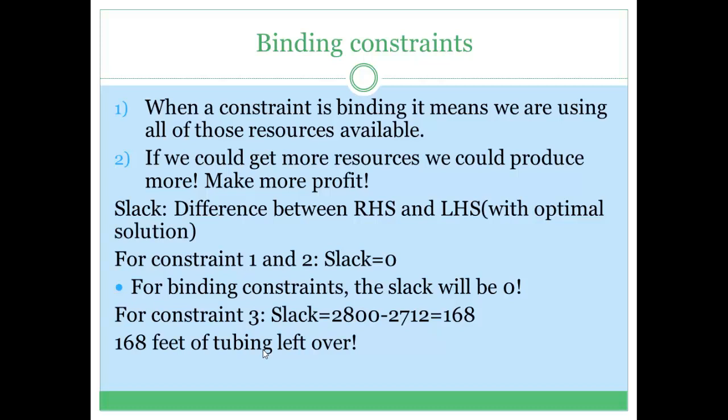Slack, what is a slack? It's the difference between the right-hand side and the left-hand side with the optimal solution. For constraints 1 and 2, as we said, we're using all of the resources we have available. Slack is equal to 0. For binding constraints, this will always hold true. For constraint 3, which is a non-binding constraint, we have a slack of 168. We subtract the left-hand side value with optimal values from the right-hand side, and that gives 168. That means we have 168 feet of tubing left over.